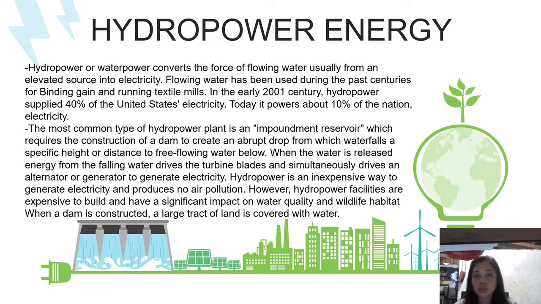The most common type of hydropower plant is an impoundment reservoir, which requires the construction of a dam to create an abrupt drop from which water falls a specific height or distance to free-flowing water below. When the water is released, energy from the flowing water drives the turbine blades and simultaneously drives an alternator or generator to generate electricity. Hydropower is an inexpensive way to generate electricity and produces no air pollution.